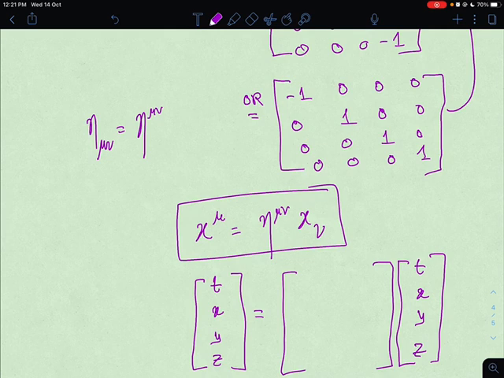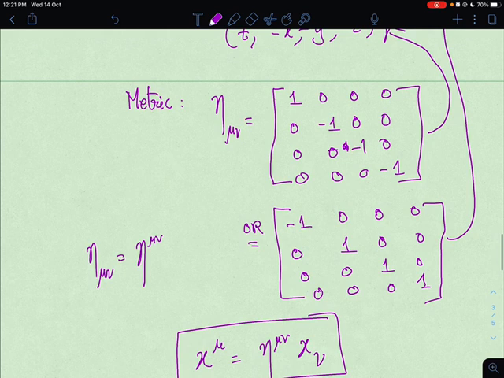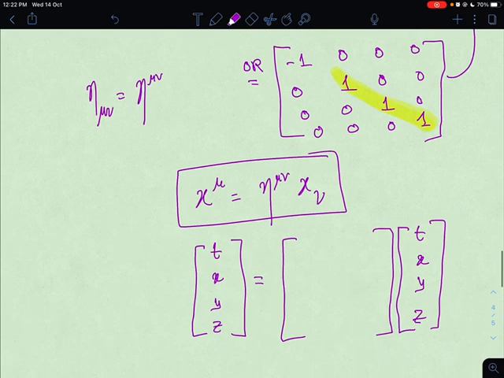Since this is diagonal, either you take the space part to be positive or the space part to be negative. Here the space part is positive, here the space part is negative. So you have to remember what is the sign of the space part. That's one way of remembering this. Otherwise you can remember the sign of the time part. So let me try to remember that the space part should always be positive.